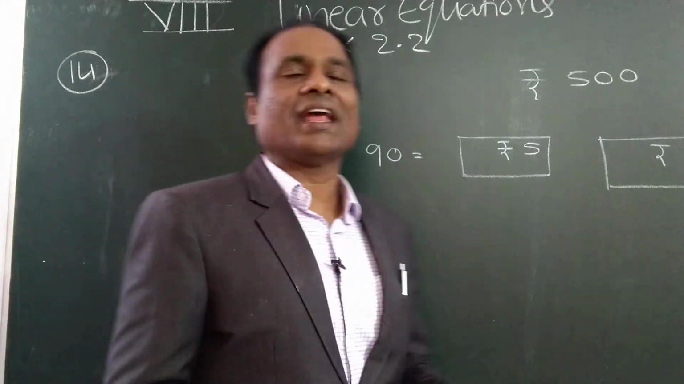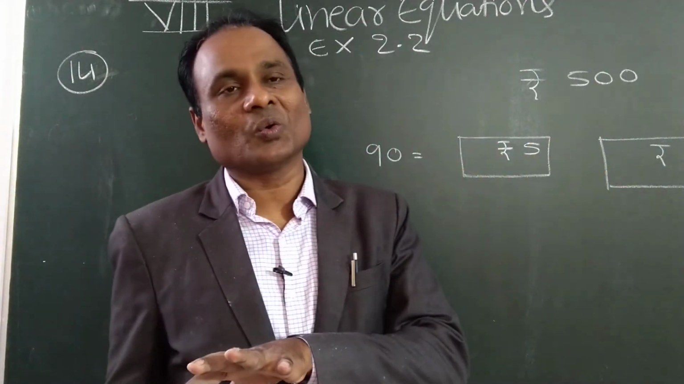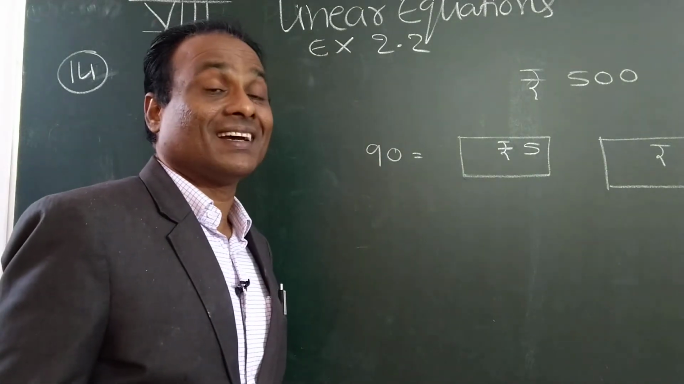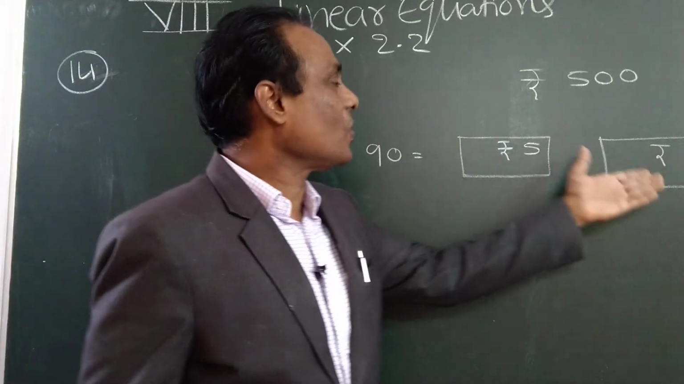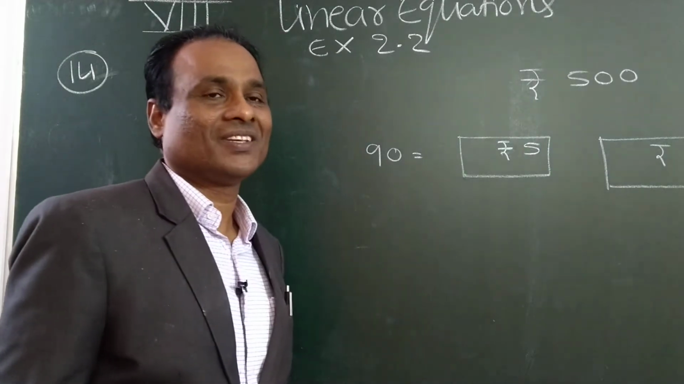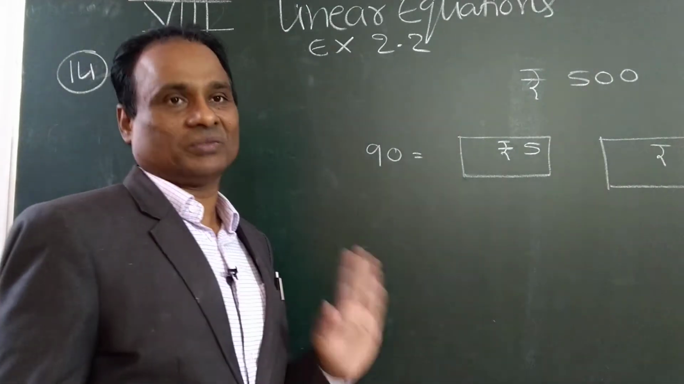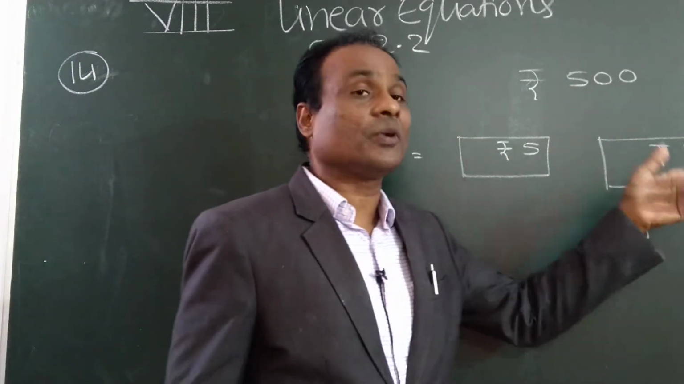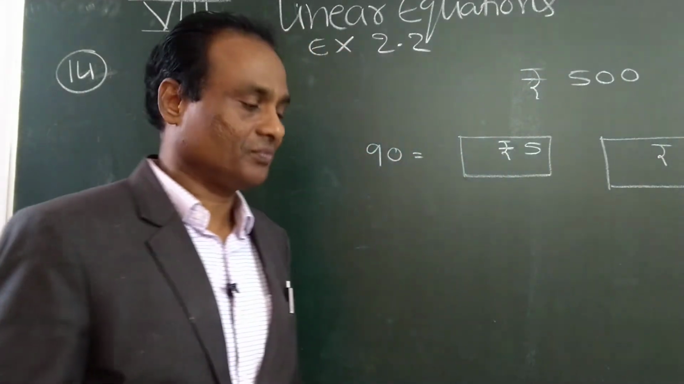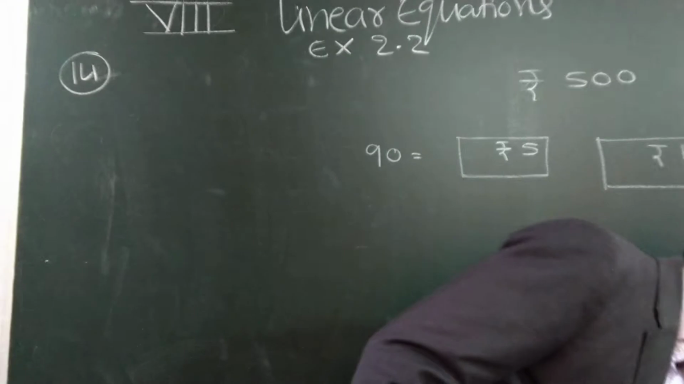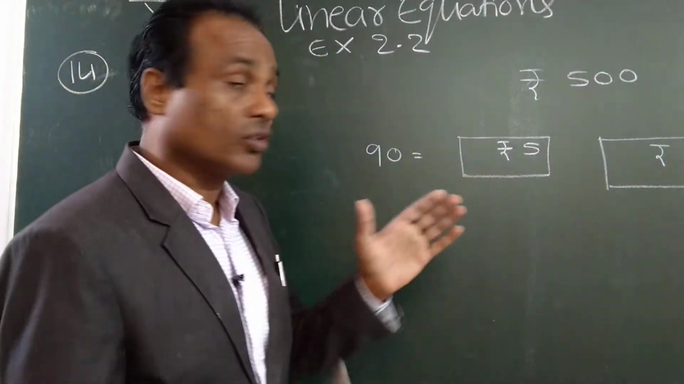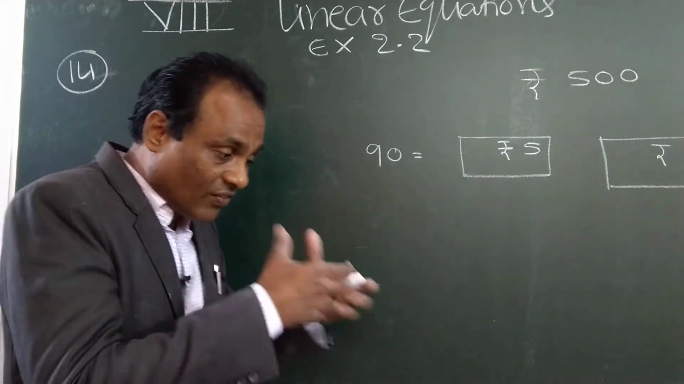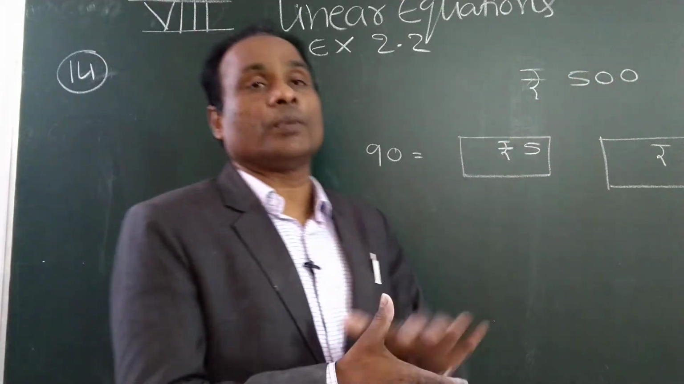We have some 5 rupee notes, some 10 rupee notes. In total, how many notes do we have? 90 notes. But the value of the notes is 500 rupees. So how many 5 rupee notes, how many 10 rupee notes do we have? You have to tell. The total number of notes should be 90, but the value of the notes should be 500 rupees.